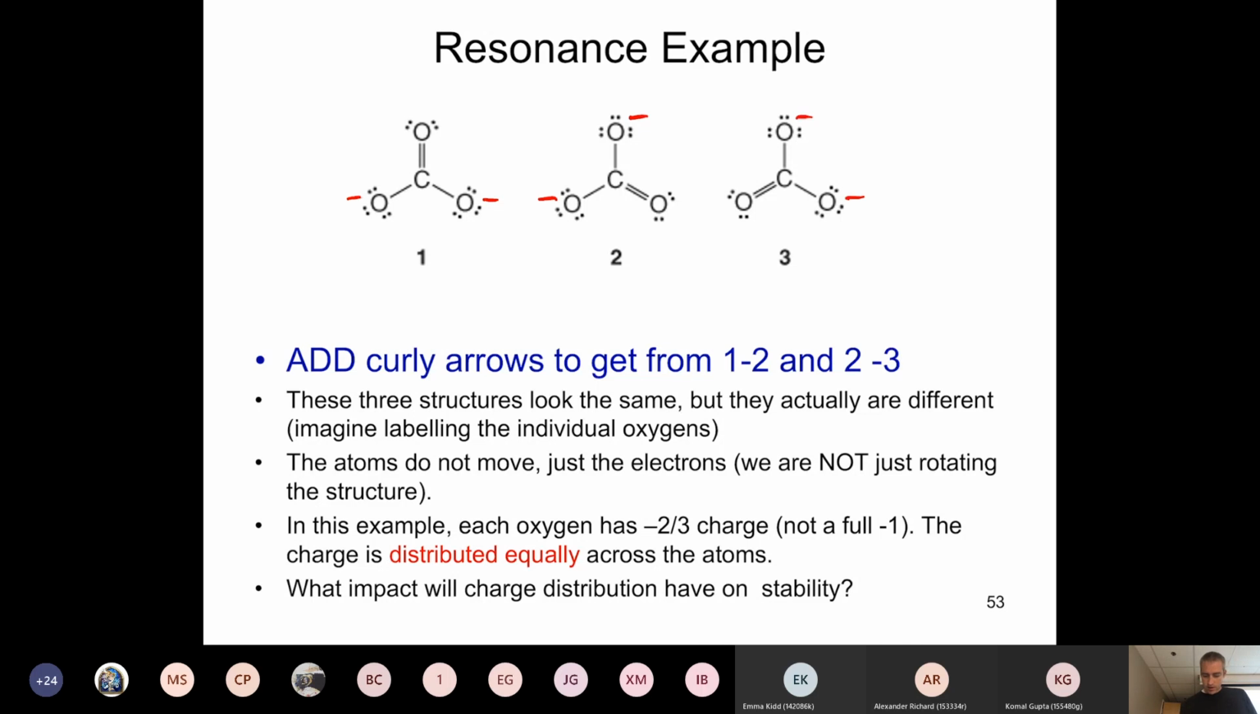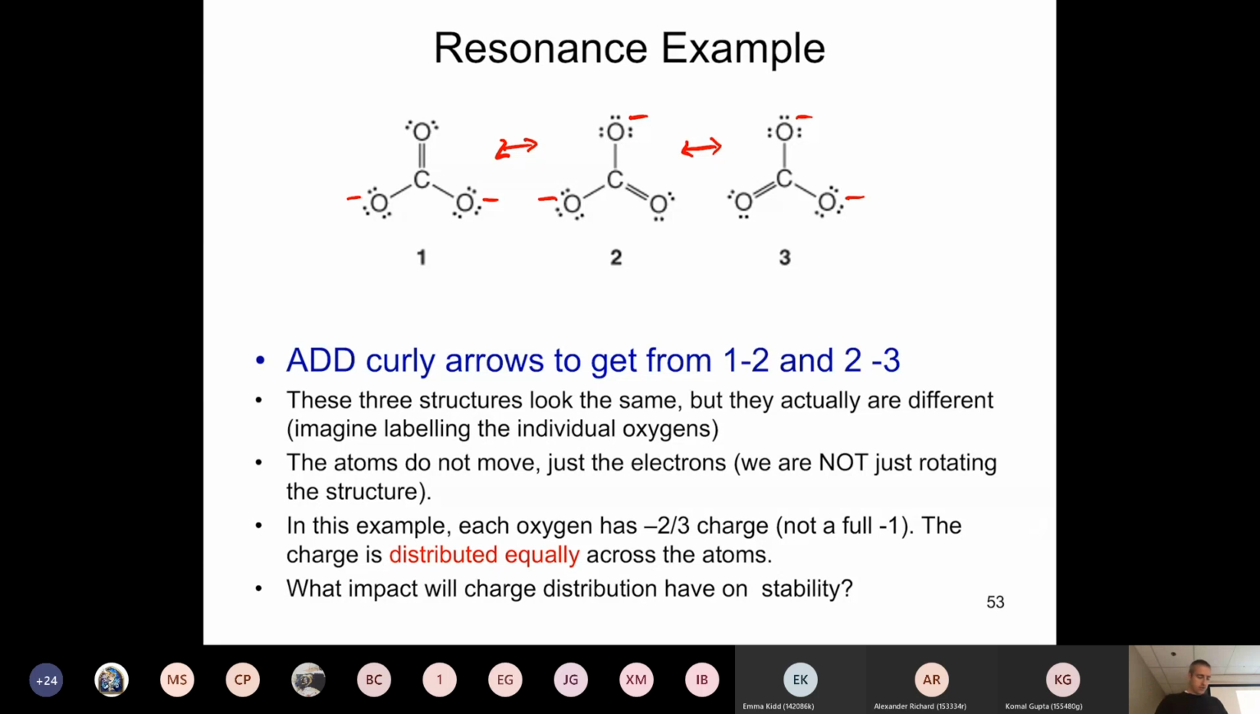These are the three structures I'd expect you to draw. If I gave you the carbonate ion and said, draw all the resonance structures of this, they should all be connected by these double-headed arrows. But what we're being asked to do is use the curved arrows to show how you get from one structure to the next.